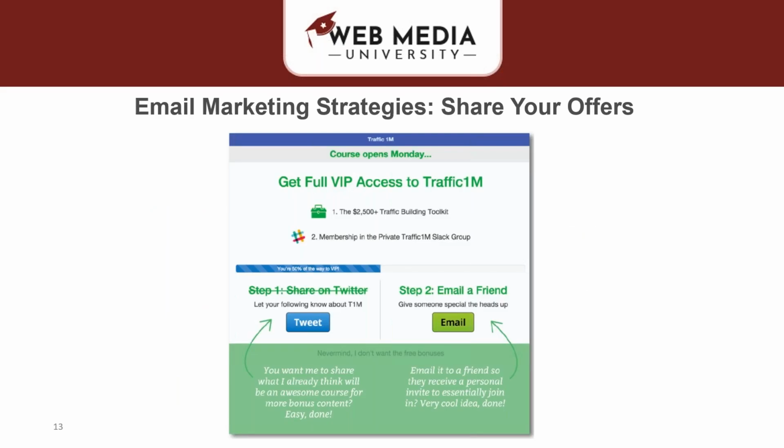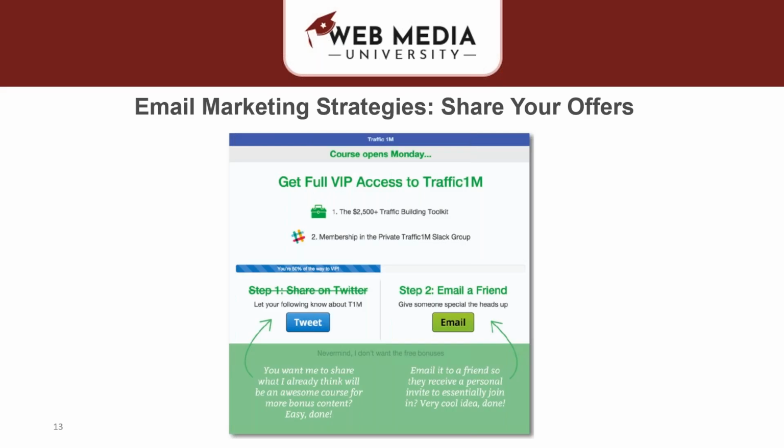So here's an example. Course opens Monday. Get full VIP access to Twitter 1 million, the $2,500 traffic building toolkit. And number 2, you get a membership in the private traffic 1 million Slack group. So it also has that progress bar that I like. You're 50% of the way to VIP. So it has 2 steps.